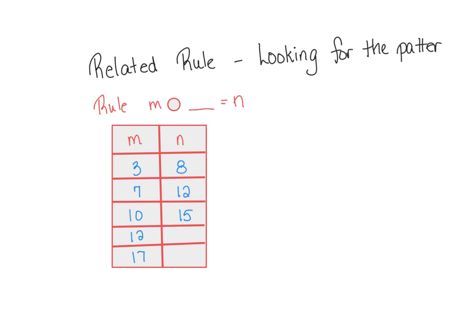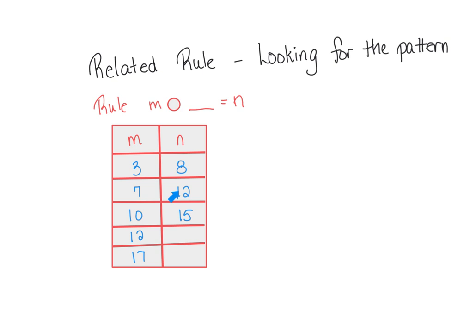For the related rule, you're really looking for a pattern of information here. So they've given you these sets of numbers, m and n, and they have m. They're looking for an operation here, plus, minus, multiply, divide, and then some number to equal n. So for this example, if I'm looking at 3, how do I get to 8? Well, really the only way that we're going to get from 3 to 8 right now is to add 5. So then we're going to check, does that work all the way down?